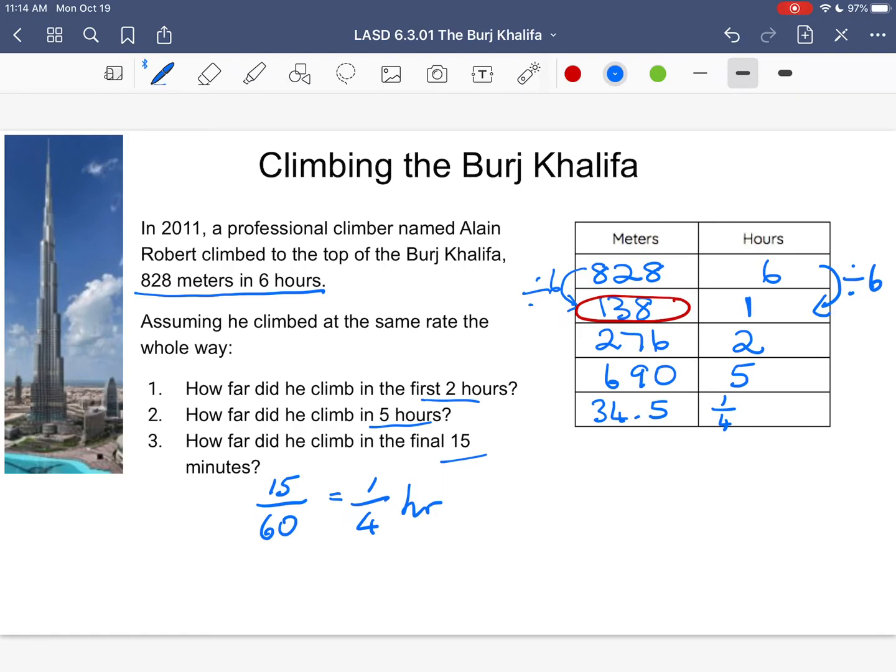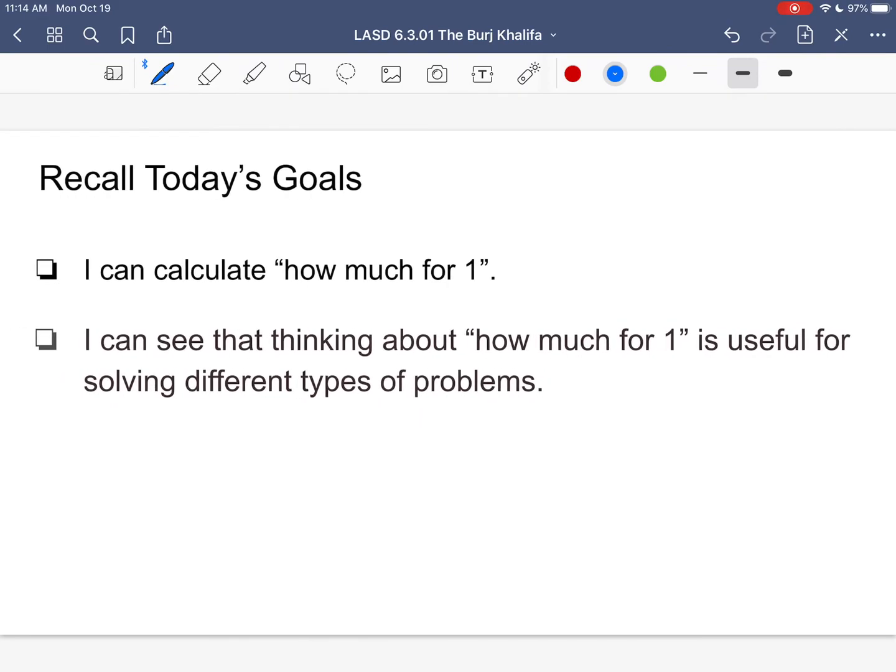So that's how you can use a table to organize your work as you calculate the unit rate. And you can see how useful it is to have the unit rate. It makes it easy to calculate the number of meters for any number of hours once you know how many meters in 1 hour. So recall that today you learned to calculate how much for one, and you can see how useful this is for solving different types of problems. And that's the end of today's lesson.